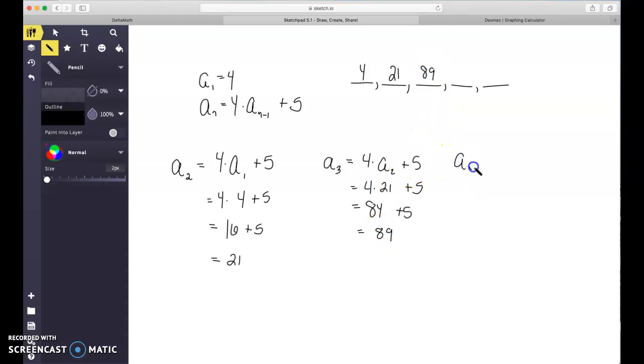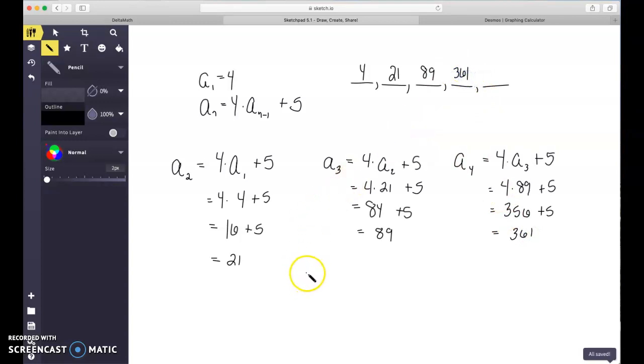Same thing to find my fourth term. I'm going to take 4 times my third term plus 5. I know my third term was 89 because we just found it, right? So 4 times 89 is 356 plus 5, which gives me 361. Okay, so that's my fourth term.